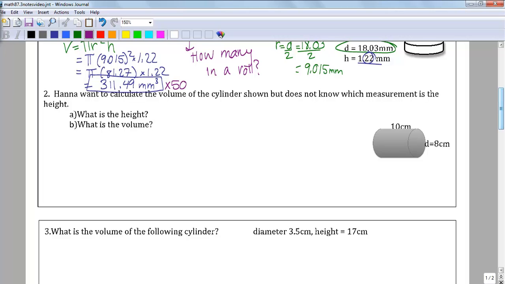Hannah wants to calculate the volume of the cylinder shown, but she does not know which measurement is the height. What's the height? Okay, now, just because it's on its side doesn't change the formula. Remember, it's the same thing as if it were standing right side up. So the height in this case is 10. Okay, so why don't you pause it here, and now that you know what the height is, go ahead and calculate the volume.